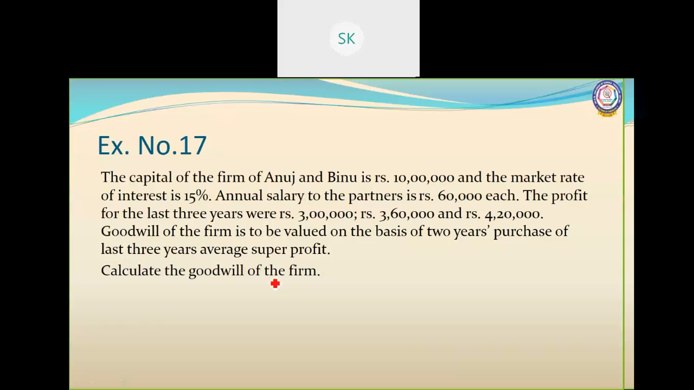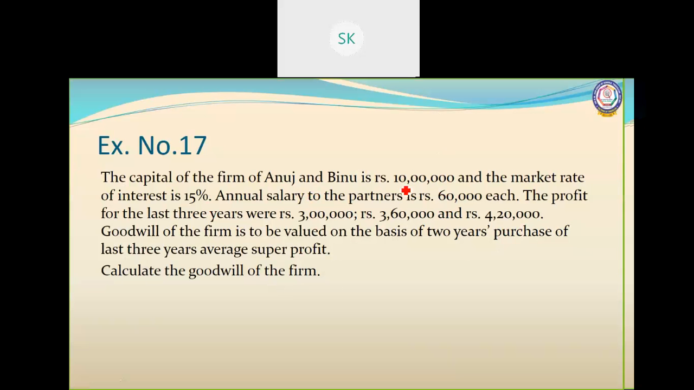Now we'll solve sum number 17 from the exercise. The capital of the firm of Anuj and Binu is rupees 10 lakh. The market rate of interest is 15%. Annual salary to the partners is rupees 60,000 each. The profits for the last 3 years were rupees 3 lakh, rupees 3 lakh 60,000 and rupees 4 lakh 20,000. Goodwill of the firm is to be valued on the basis of 2 years purchase of last 3 years average super profit. Calculate the goodwill of the firm.